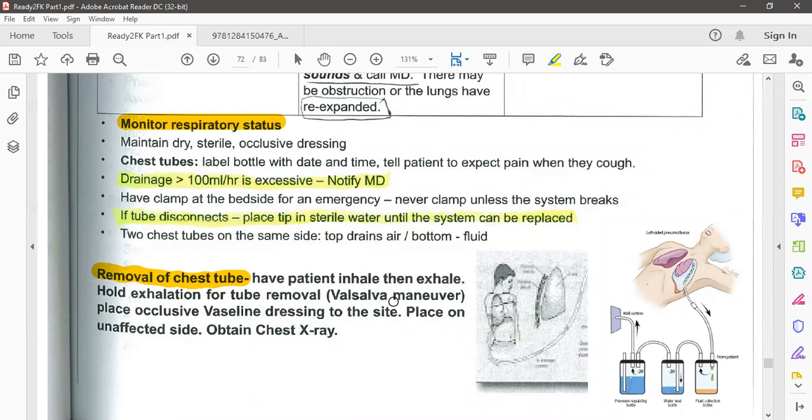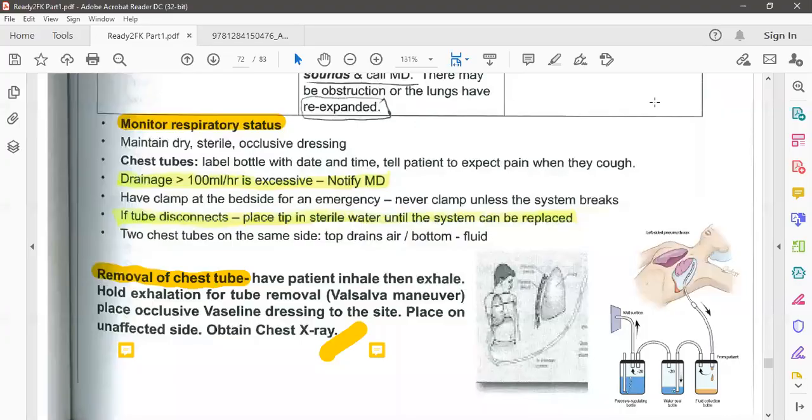If you ask what is the Valsalva maneuver, tell them to take a deep breath, expel and bear down, or take a deep breath and hold it, right? During the removal time, we apply sterile petroleum jelly gauze dressing over the chest tube site. So place an occlusive Vaseline dressing on the site, place the patient on the unaffected side, and obtain the chest x-ray. That's it from here. Now, sometimes the NCLEX board asks, and I want to share with you before the next steps.